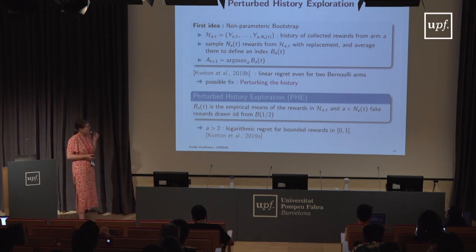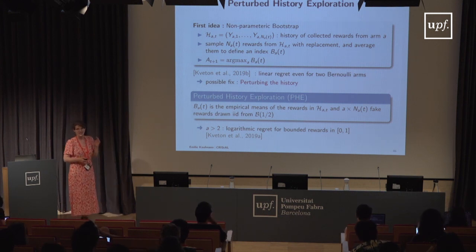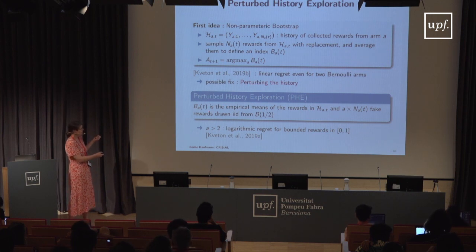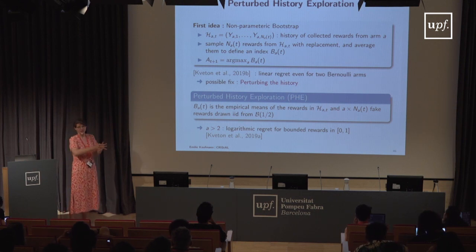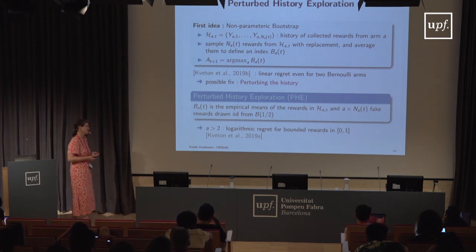So a possible fix of this is what is called perturbed history exploration, which is to introduce some extra exploration by adding fake rewards inside the history that will skew a bit your history toward being more uniform. So if you know that your rewards are in zero one, and you have N_a samples in your history, you will add a times N_a fake rewards that are generated completely at random. And so then you do the bootstrapping based on this fake history.